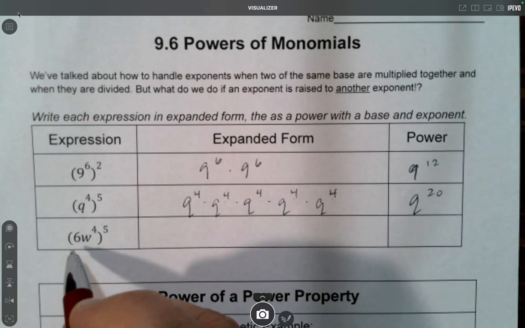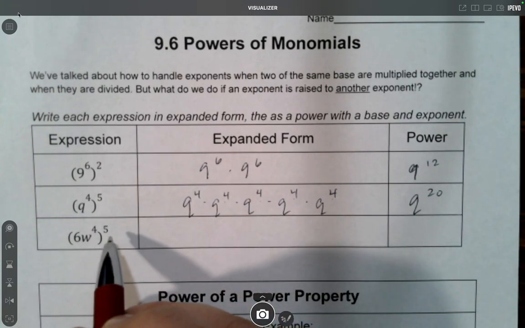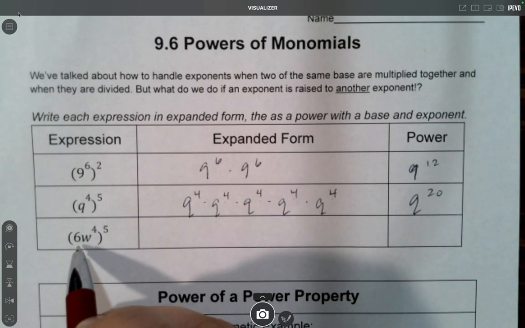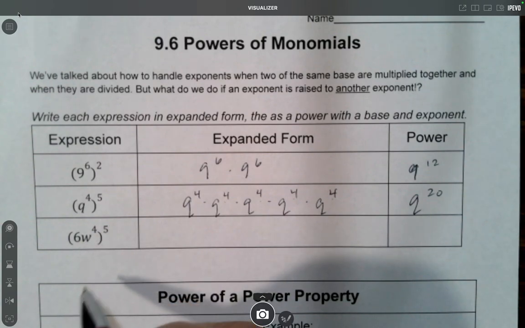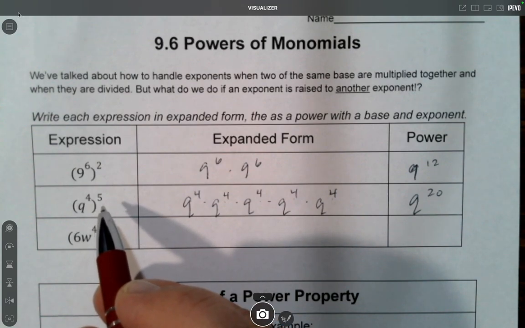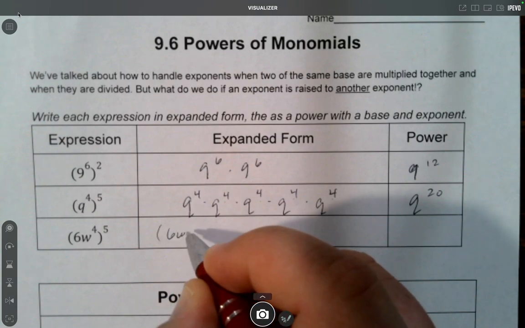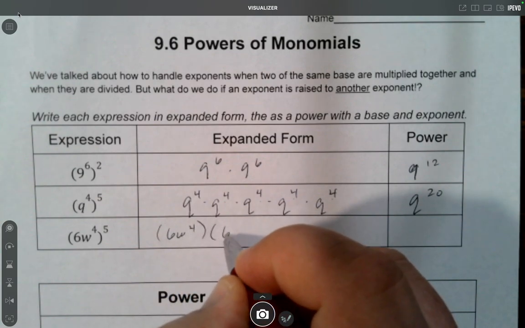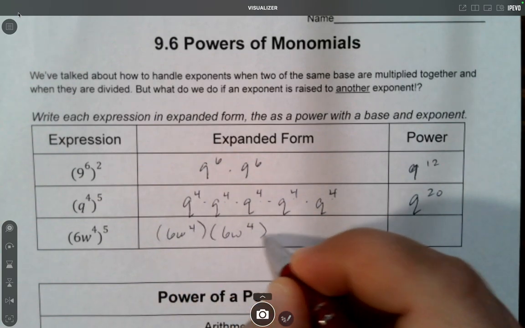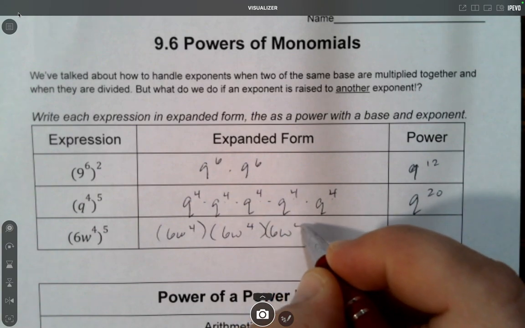And here are these darn coefficients again. Make sure if there's parentheses around it, it's everything inside that you raise to the 5th power. So raising, just like it was in this one, raising to the 5th power means we write what's on the inside a total of 5 times. We do that for the whole 6w to the 4th.